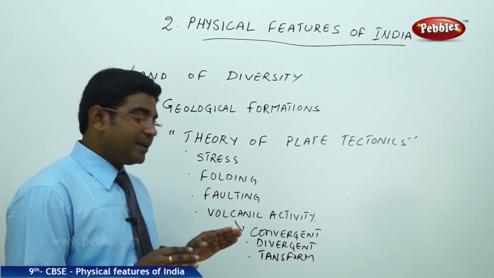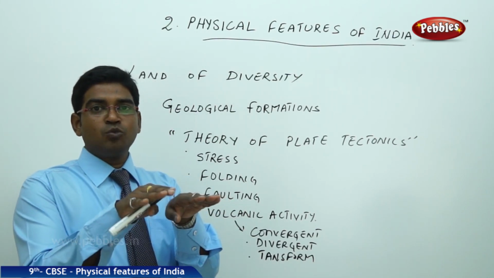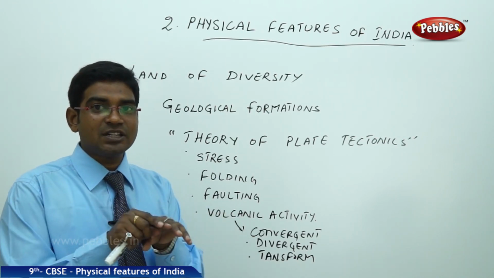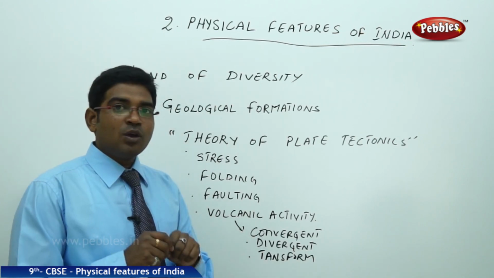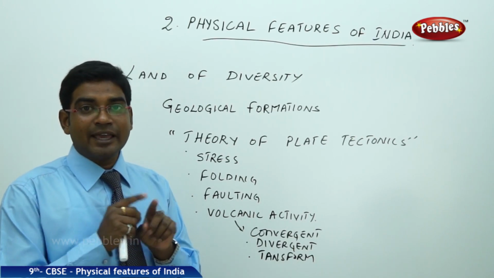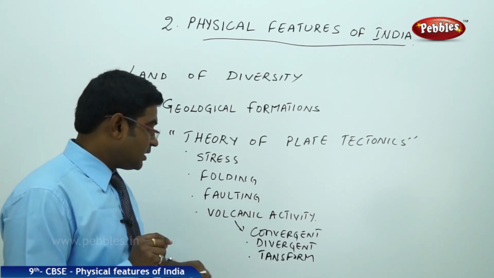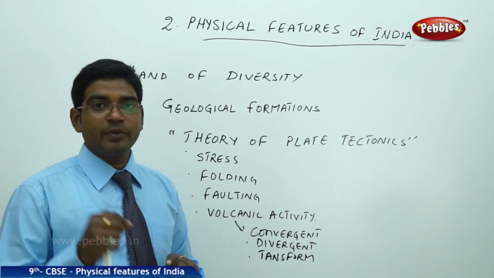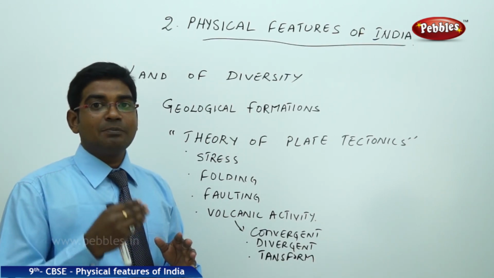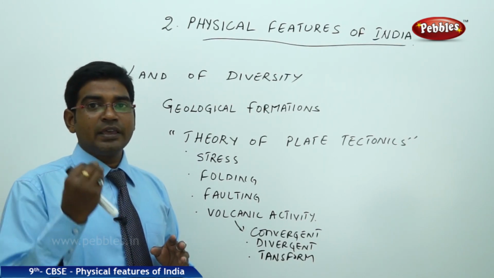One, when one plate moves over the other plate, it is called convergent boundary or convergent movement. The second, when one plate moves away from the other plate, is called divergent movement. They are moving apart from each other. And the third movement is called the transform movement. This transform movement will change the momentum. Like this, the plates are the basic reason for the formation of the different landforms in India.